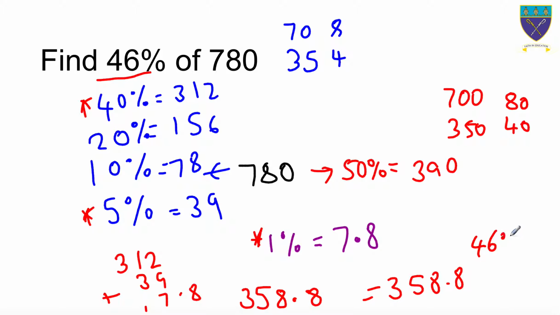Now there are loads of different ways I could have made that 46%. I could have focused on the 50% here, taken away 5% and added the 1%. That's another way I could have made it. I could have found 1%, doubled it to get 2%, doubled that to get 4%, and taken the 4% off 50%. There are loads and loads of different methods to work that out.